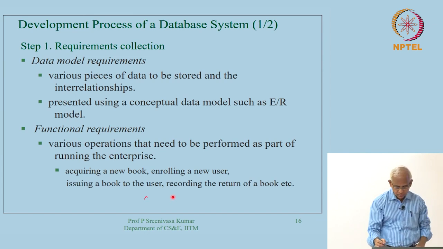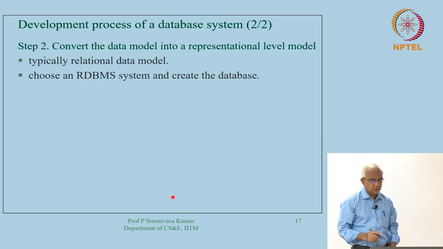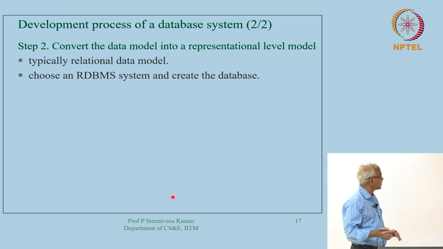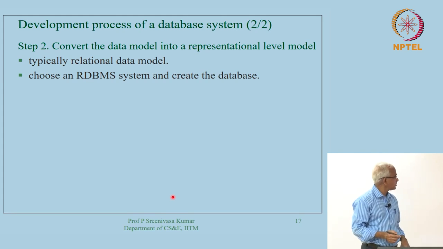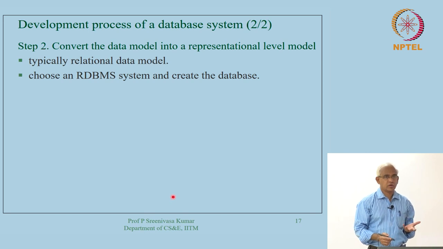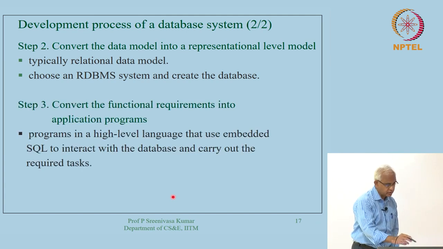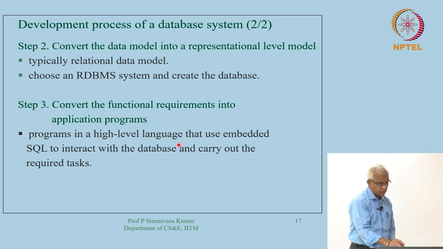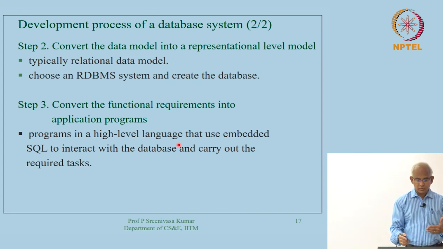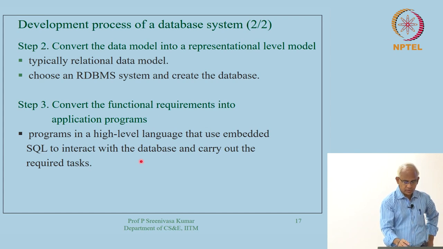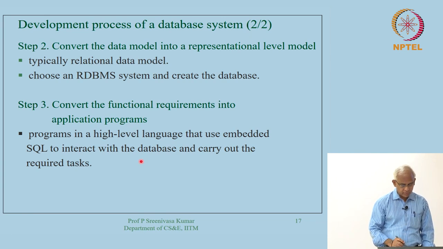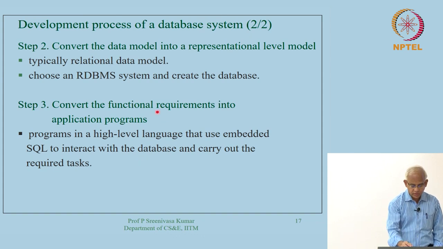Okay, so these requirements need to be collected and then we convert this into a representational level data model, which is the relational data model, and choose the RDBMS. There are lots of providers of RDBMS right now: Oracle, DB2 and Microsoft SQL Server, so many RDBMS systems are there. We can choose one of them and then create the database and convert these functional requirements into what are called application programs. These are programs in a high level language that use SQL in order to interact with the database system and modify it as per the requirements of the functionality of the enterprise. The day to day operations of the enterprise are captured by these functional requirements.